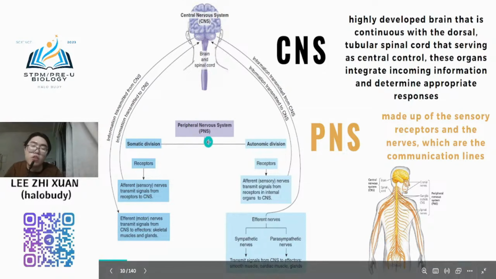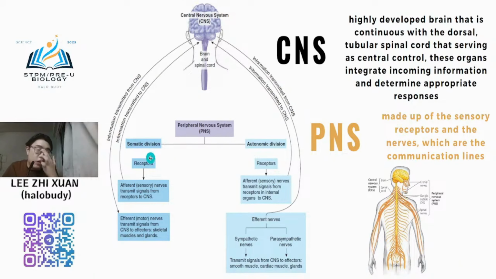So normally the peripheral nervous system contains two types of nervous system, which are the somatic division and also autonomic division. Normally somatic division is for the external organs, but autonomic division is normally for internal organs. Okay.